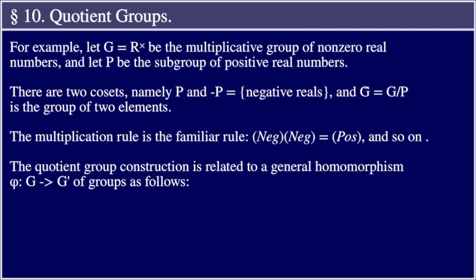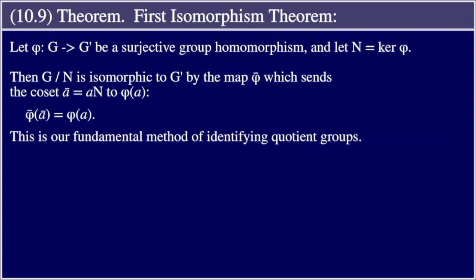The quotient group construction is related to the general homomorphism φ: G → G' of groups as follows. 10.9 Theorem, the first isomorphism theorem. Let φ: G → G' be a surjective group homomorphism, and let N be the kernel of φ. Then G/N is isomorphic to G' by the map φ̄, which sends the coset ā = aN to φ(a): φ̄(ā) = φ(a). This is our fundamental method of identifying quotient groups.